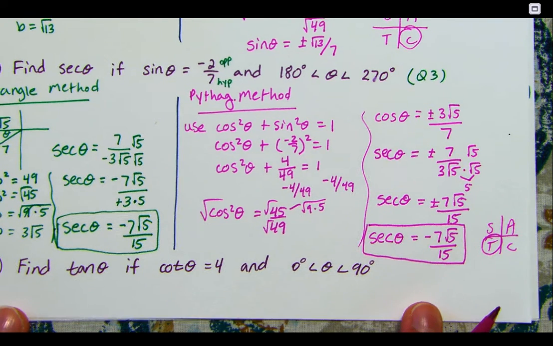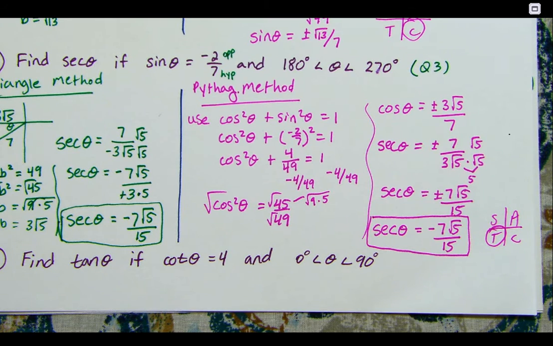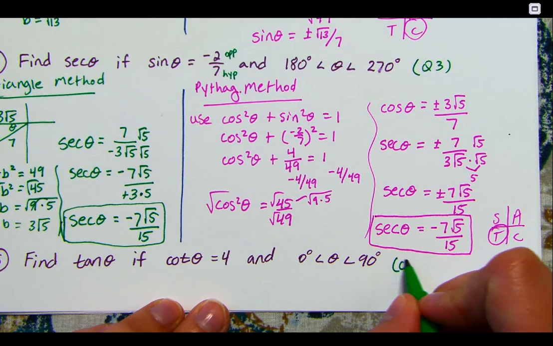All right, last example for this kind of problem, and then we're going to move on to simplifying. All right, so the question is asking us to find tangent theta if cotangent theta equals 4 and our theta is between 0 and 90. So that means that we are in quadrant 1.